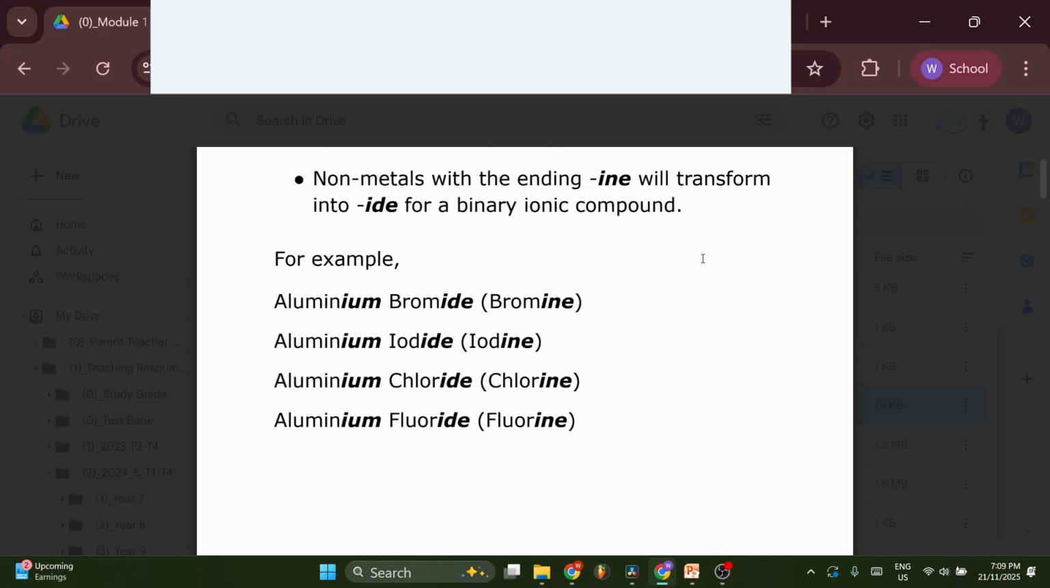For example, a metal will always stay as IUM, whether it is an element or the ionic metal, such as aluminium bromide. Bromide is from bromine. Aluminium iodide. Iodide is from iodine. Aluminium chloride. Chloride is from chlorine. Aluminium fluoride. Fluoride is from fluorine.